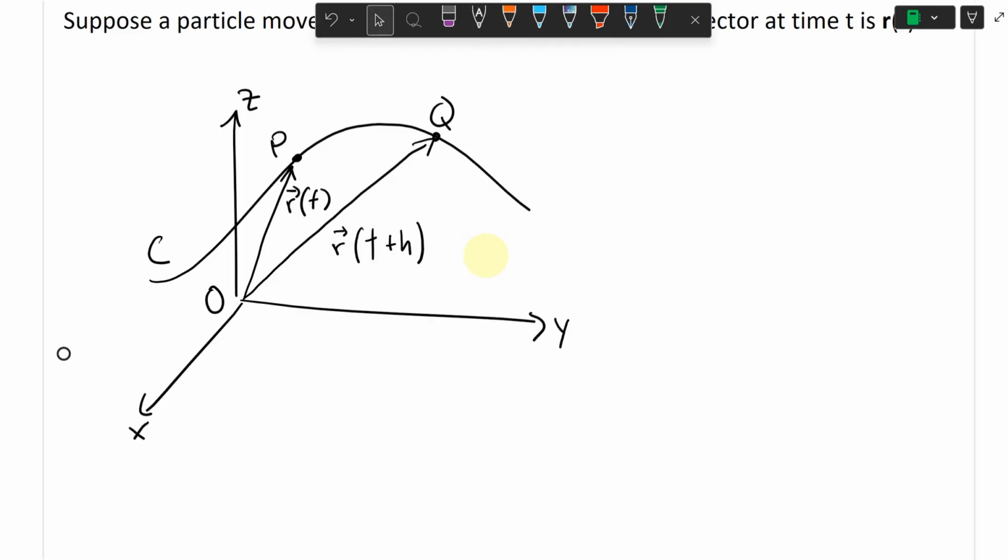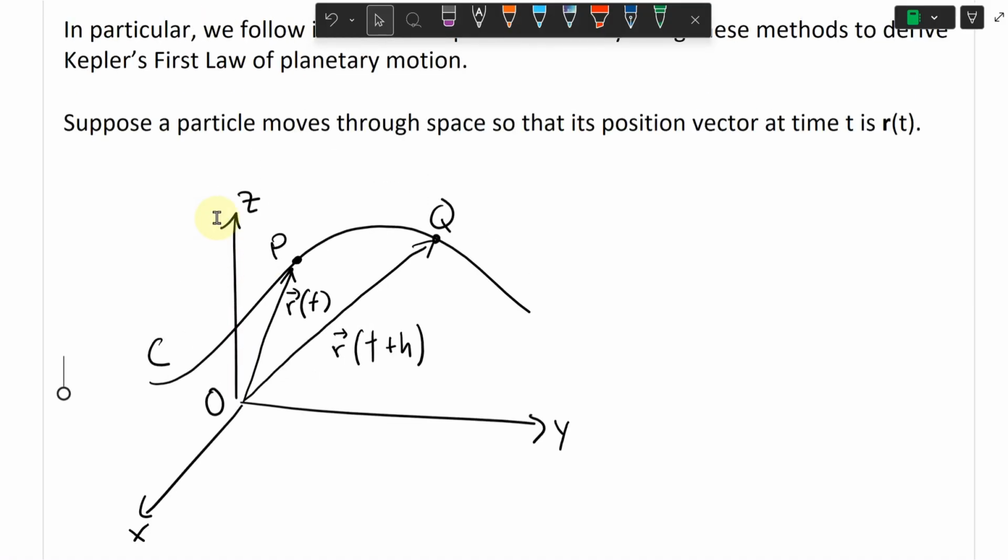Now I'm going to draw the tangent vector, so we recall from an earlier video this is going to be the derivative, r prime of t, like that. And that is the derivative there.